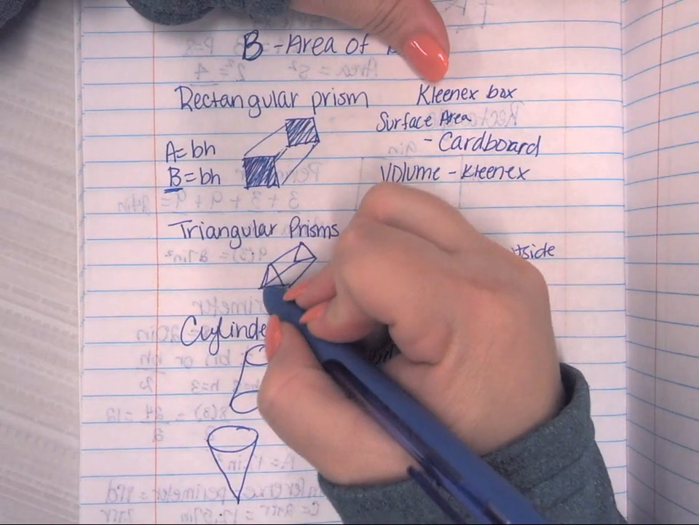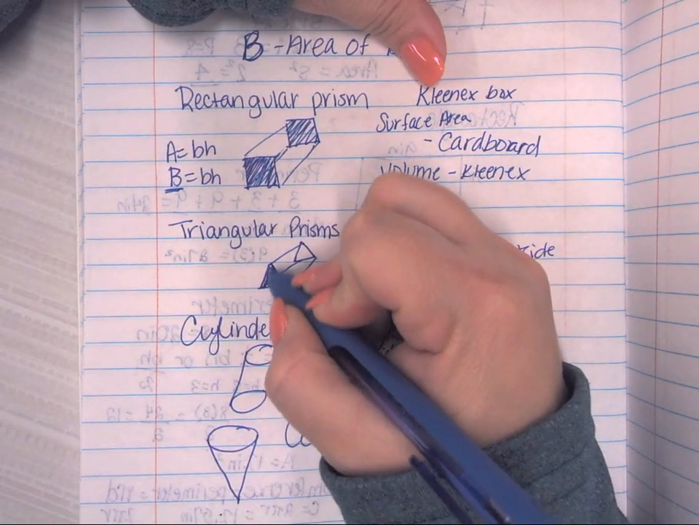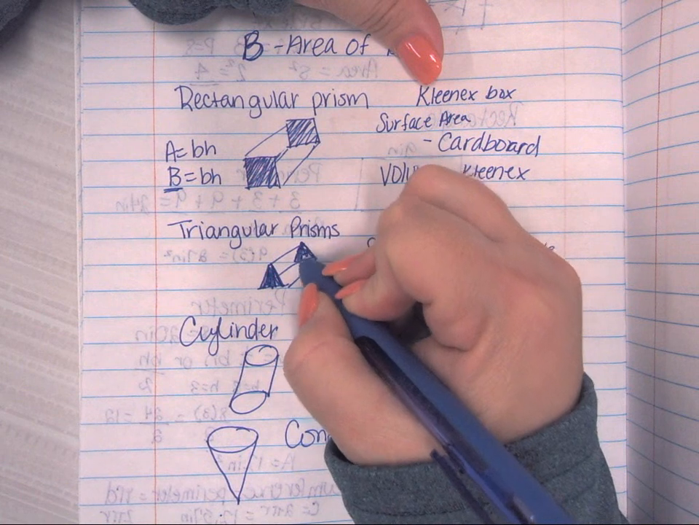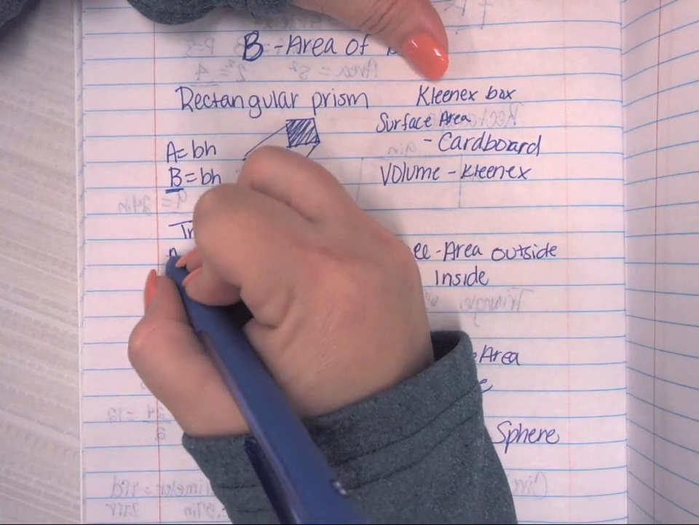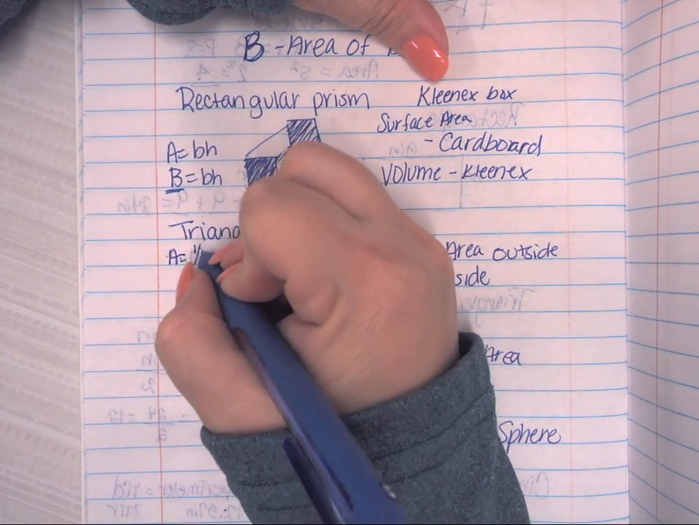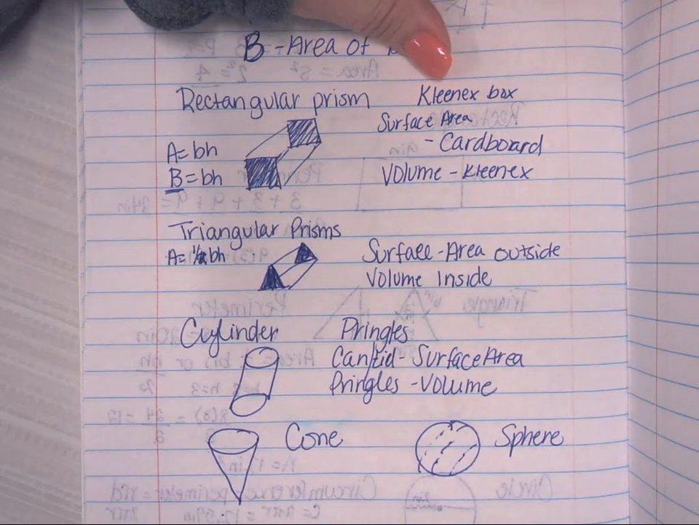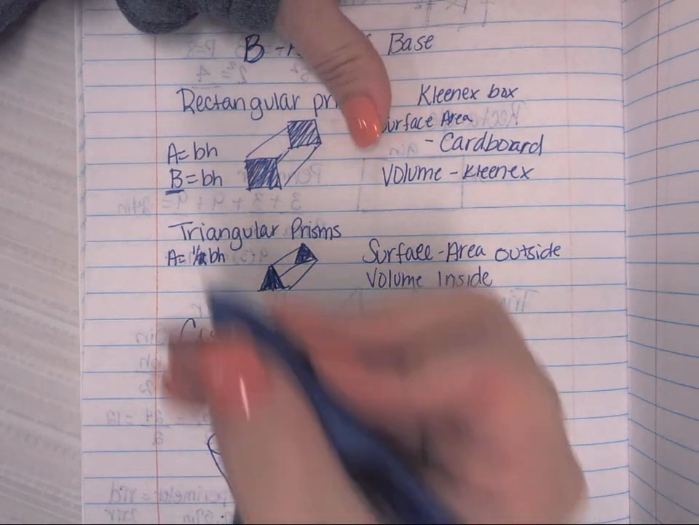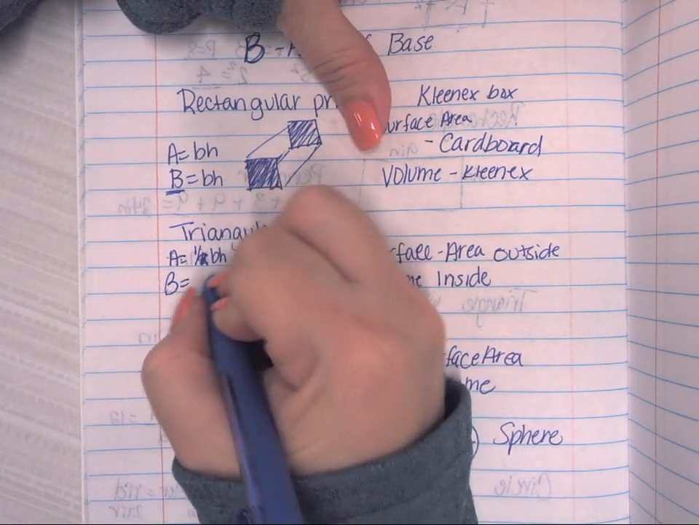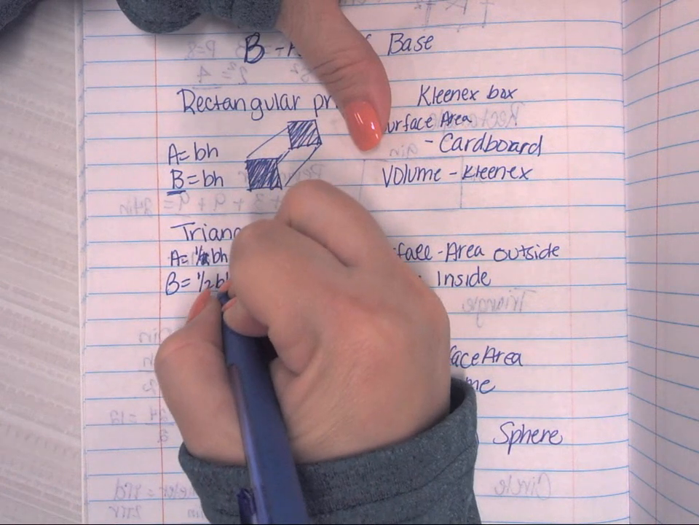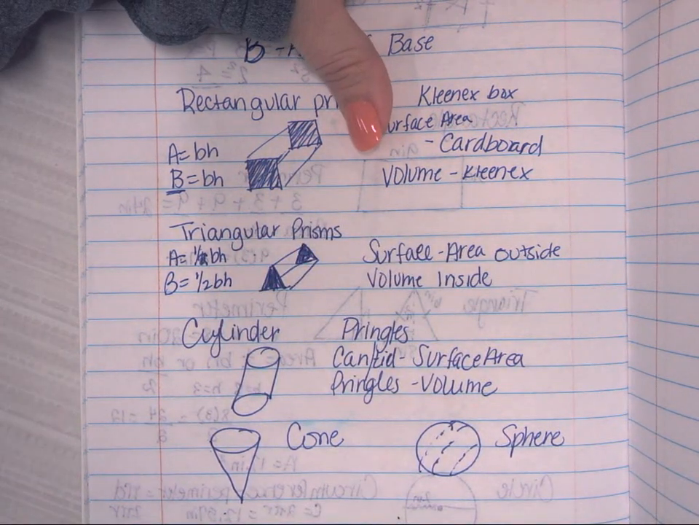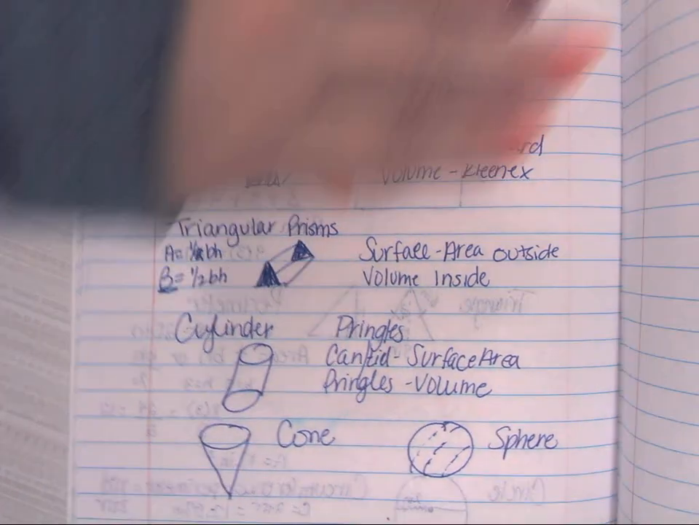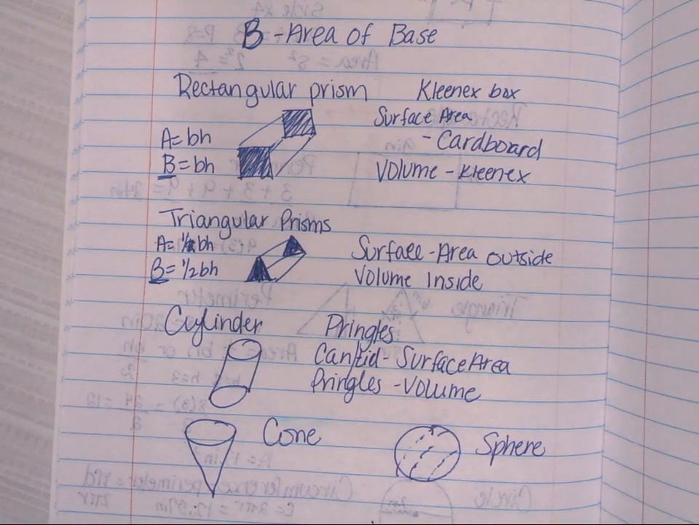Triangular prism, it's going to be named by the triangles, so they're our base. The area of a triangle is 1/2 base times height, right? So big B is 1/2 base times height. Big B, area of the base.